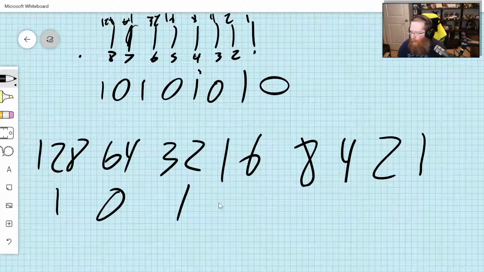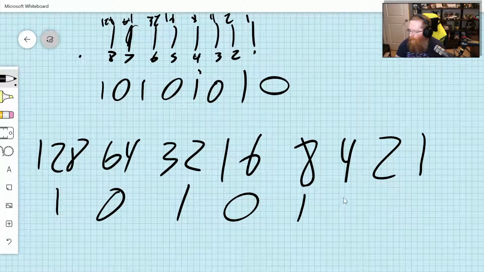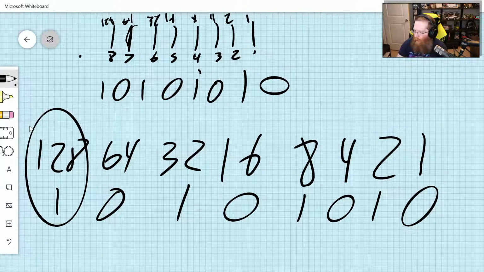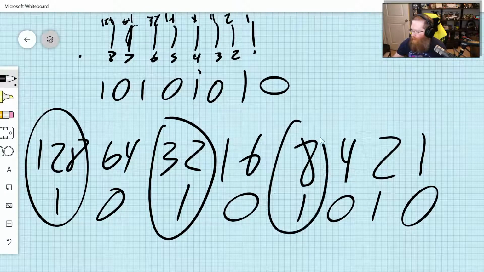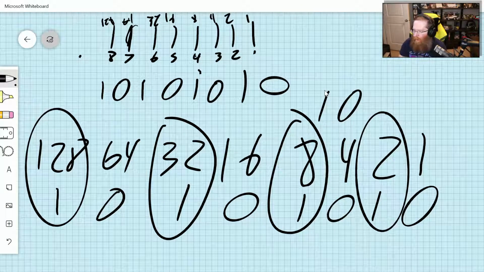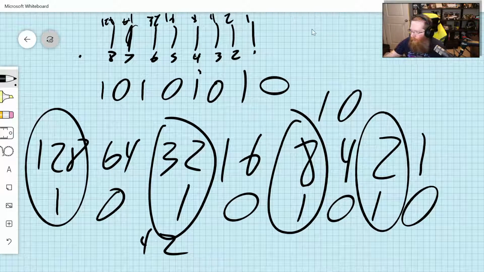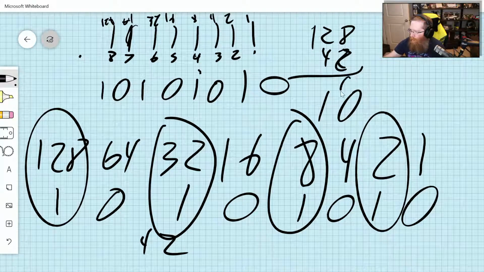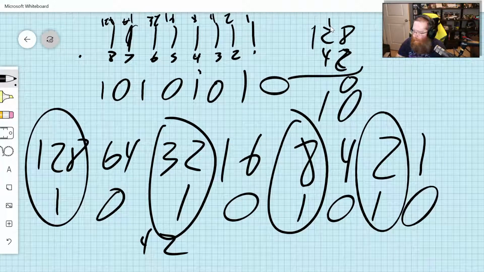So we need to figure out what these numbers mean when they correspond to those positions. So 128, 32, 8, and 2. That's the math that we need to do here. So 8 plus 2, that's 10. 10 plus 32, that's 42. So leaving us with 128 plus 42. So 0, carry the 1. 1 plus 2 is 3. 3 plus 4 is 7.